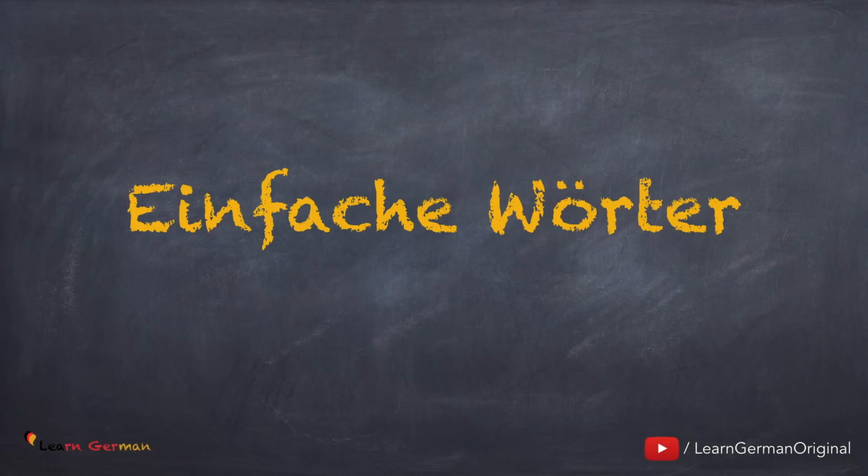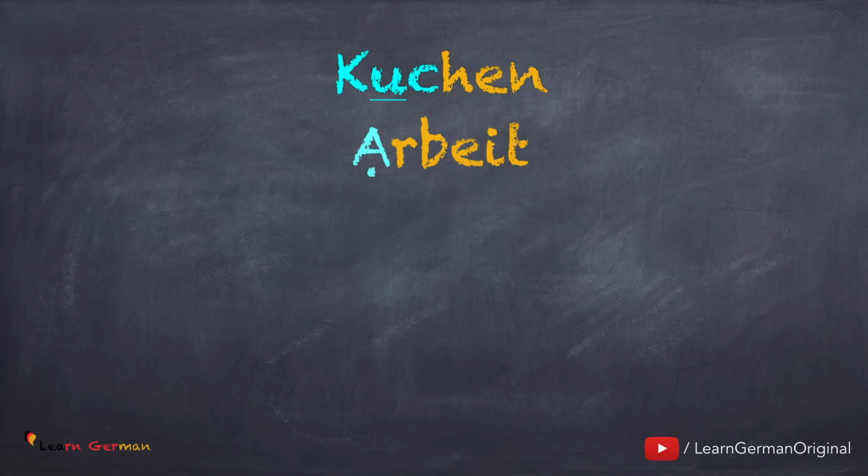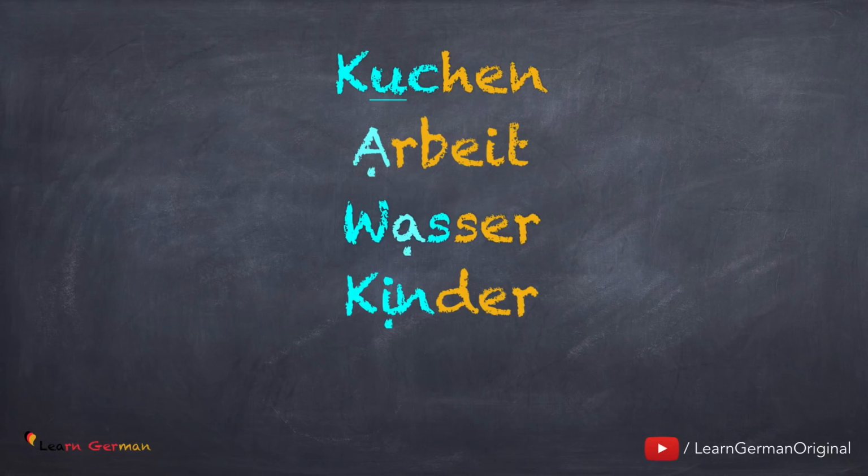Here we have a lot of examples. Let's first look at some simple words. Einfache Wörter. Kuchen, Arbeit, Wasser, Kinder, Reisende.